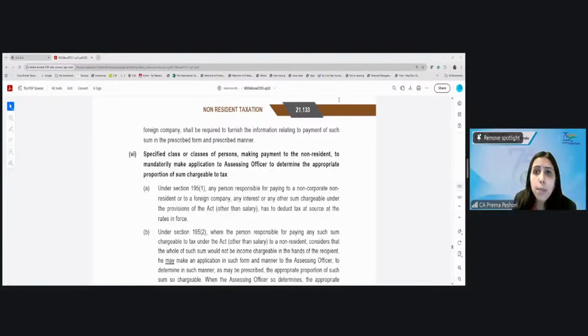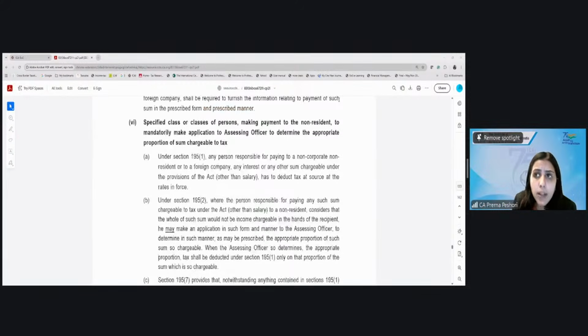Plus here, the payer before making the payment has to issue the remittance certificate and a CA certificate in Form 15CA and Form 15CB. Are we clear? So that is basically section 195.